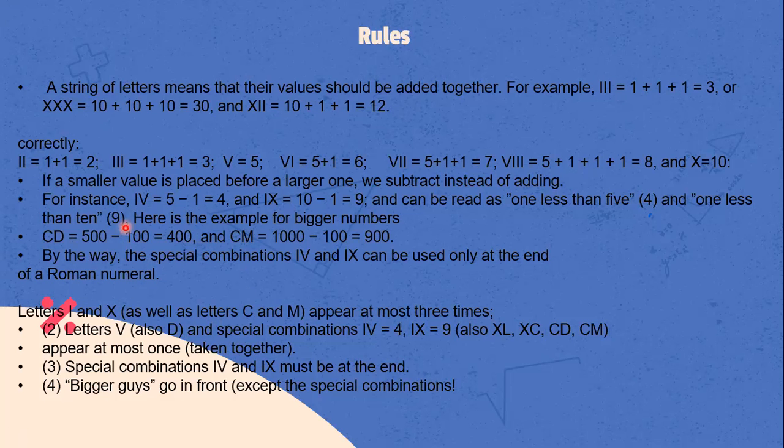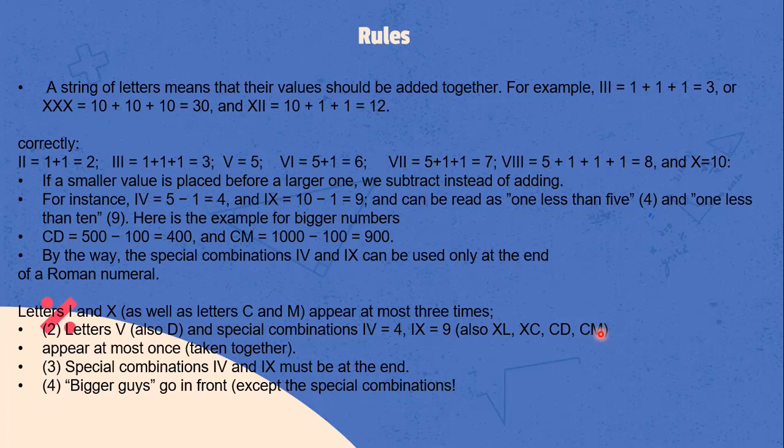For instance, IV is equal to 5 minus 1, which equals 4, and IX is equal to 10 minus 1, which equals 9. IV can be read as 1 less than 5, 4, and IX as 1 less than 10, 9. Here's an example for bigger numbers. CD is equal to 500 minus 100, which is equal to 400. And CM is equal to 1,000 minus 100, which equals 900.